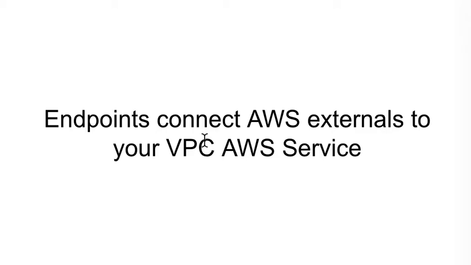So S3 is not in your VPC, it's external, and there are more services which are external to your VPC. In order to connect from your VPC into those external services, you use endpoints. So VPC, it's all virtual, meaning it's not real. It's as if it's your private cloud, but it's not. So you saw you need to connect to S3 externally.